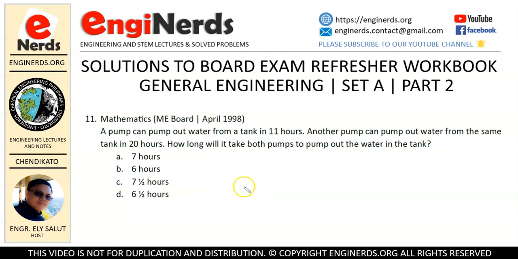So katulad ng mga natutunan natin sa work problem, we can represent yung work natin in which itong mga number of hours will be our denominator, no? So, we have two pumps here. Okay, one pump can pump out water from a tank in 11 hours. So, that means one pump can do it in 11 hours. And then, another pump can pump out water from the same tank at 20 hours. And then, pagsasabayin natin sila, no? So, that means the second pump is 1 over 20.